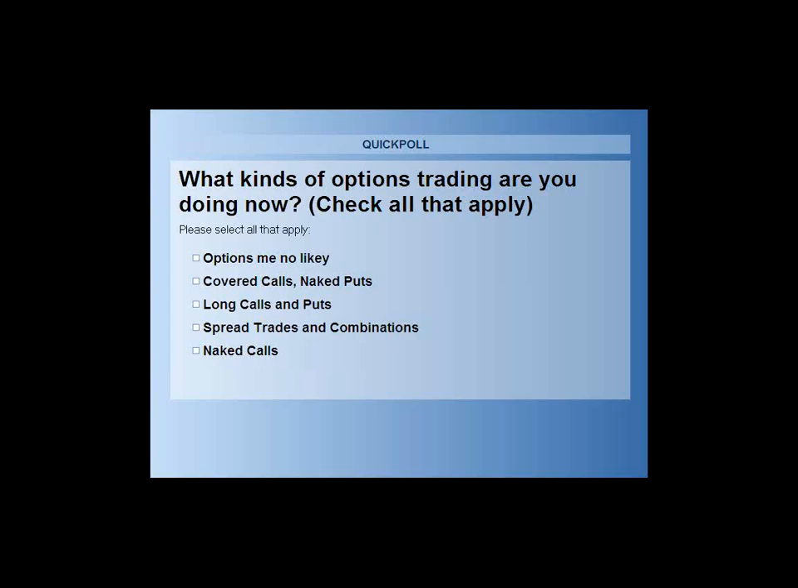All right, well, we do have a large portion of our audience, it looks like, a larger portion than I normally see, that are in that options me no likey category, which may be that you're not trading options right now, or, of course, you've got burned. Well, we've had the poll open for a minute, and well over 75% of our audience has voted, so I'm going to go ahead and close that poll, ladies and gentlemen. Let me share the results with you.